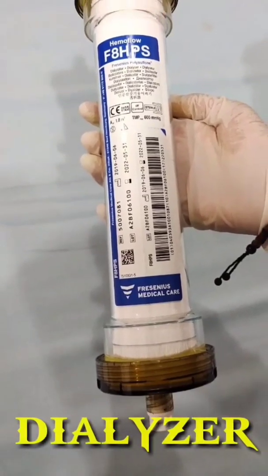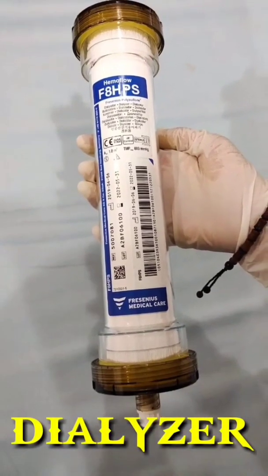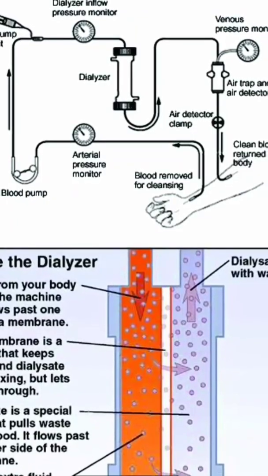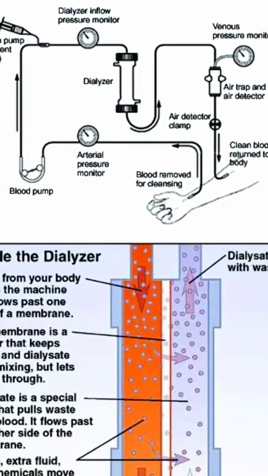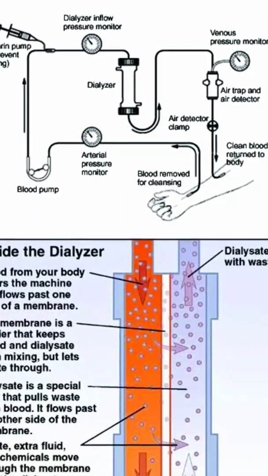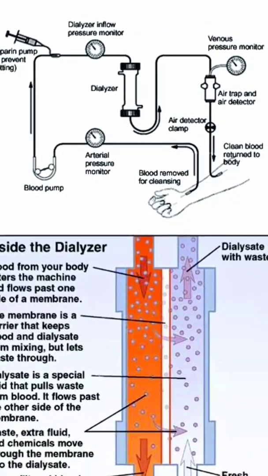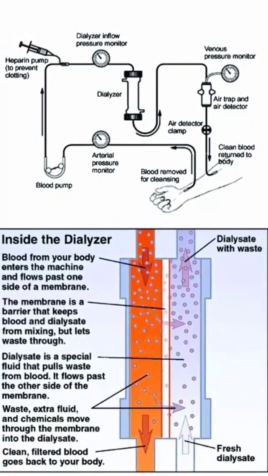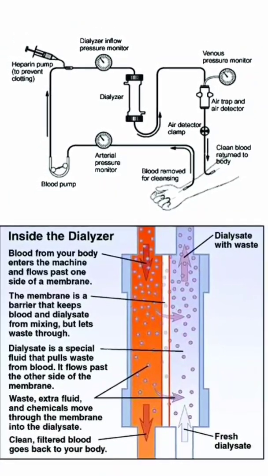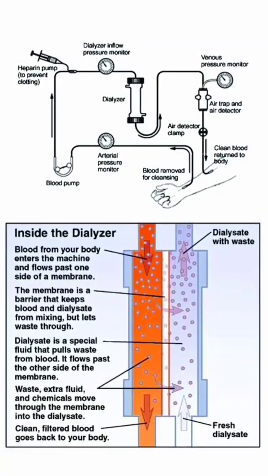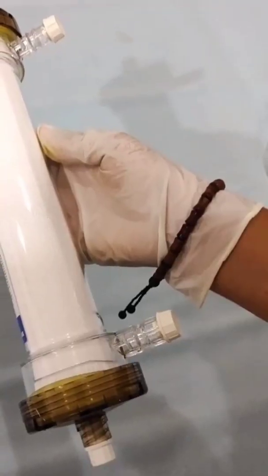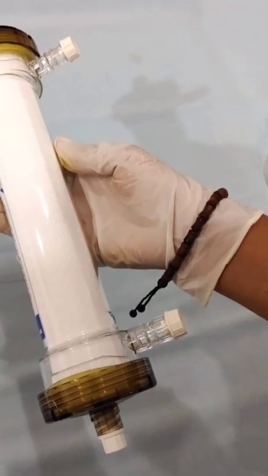Number 2, dialyzer. The dialyzer is the place where the hemodialysis process takes place, resulting in the exchange of substances and fluids between the blood and the dialysate. The vascular puncture is where the blood from the patient's body goes to the dialyzer and then returns to the patient's body. The core of the hemodialysis device consists of two chambers or compartments.